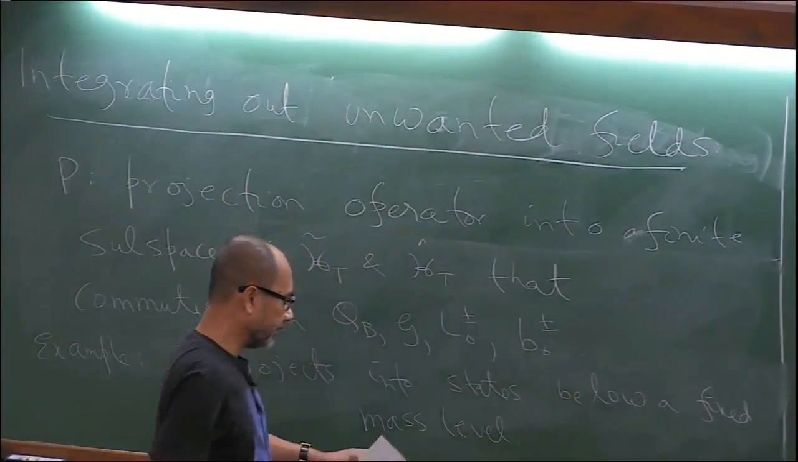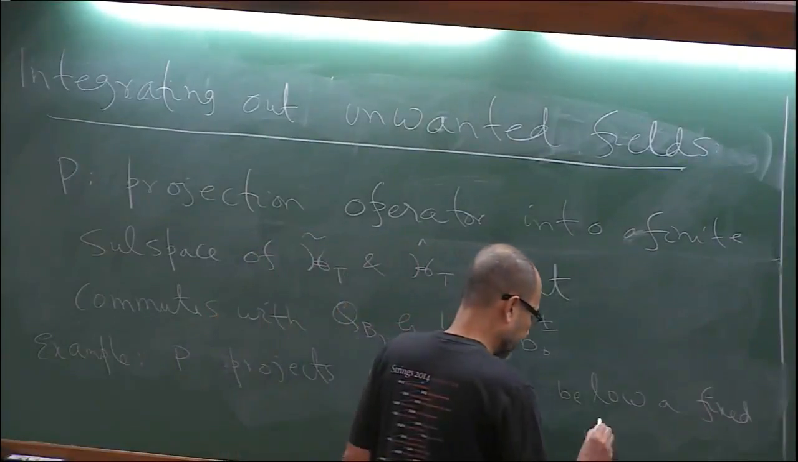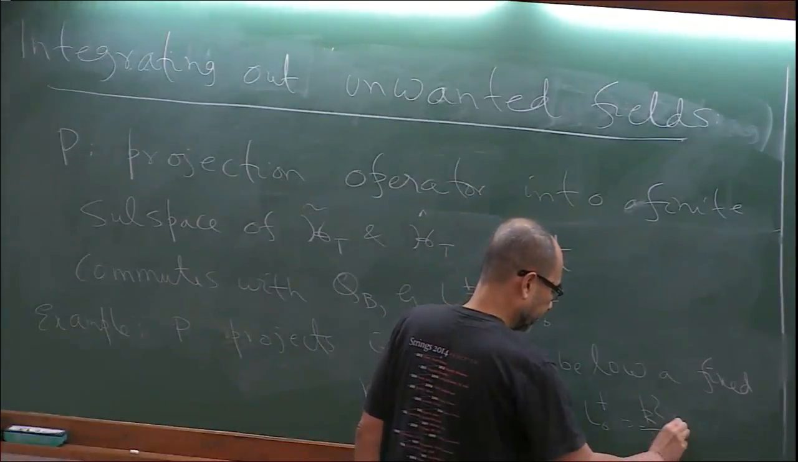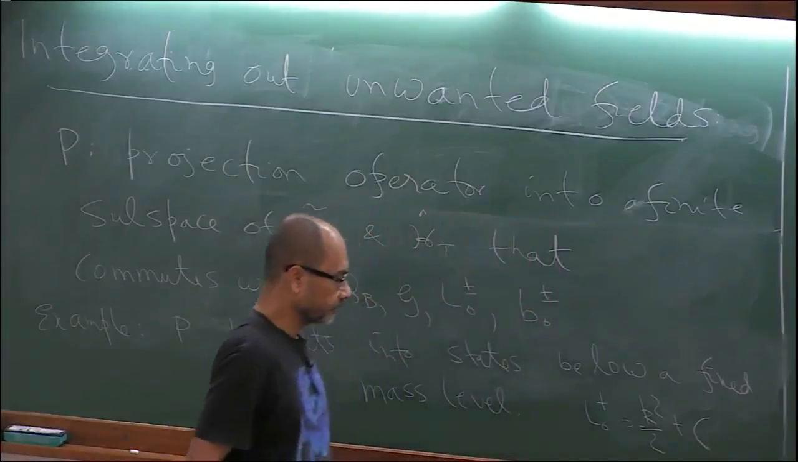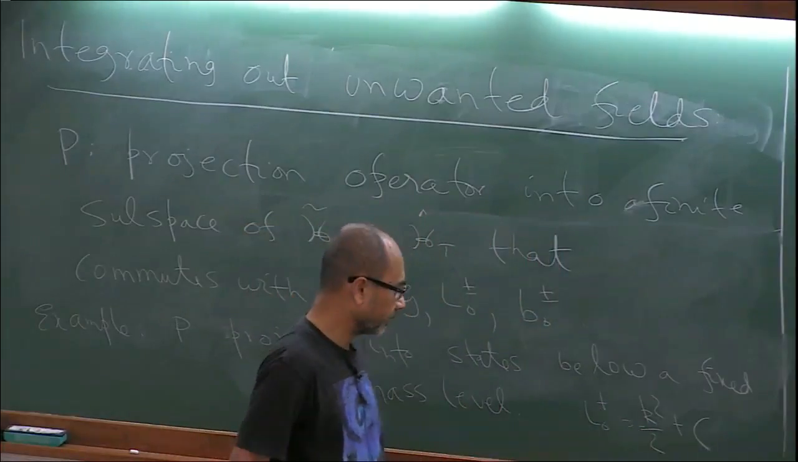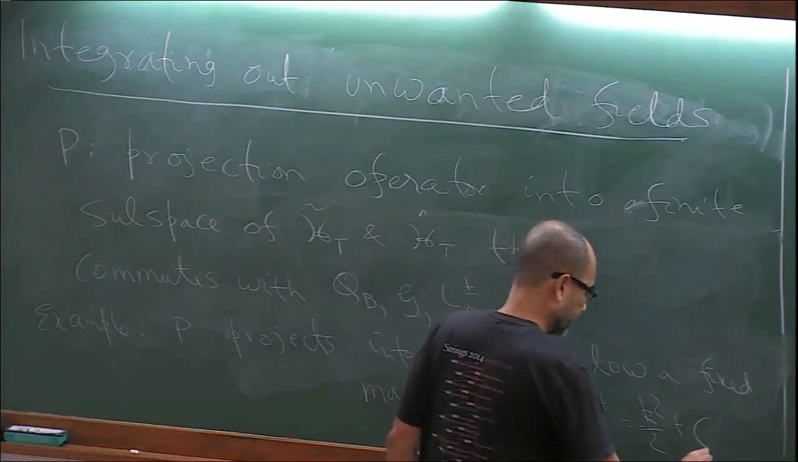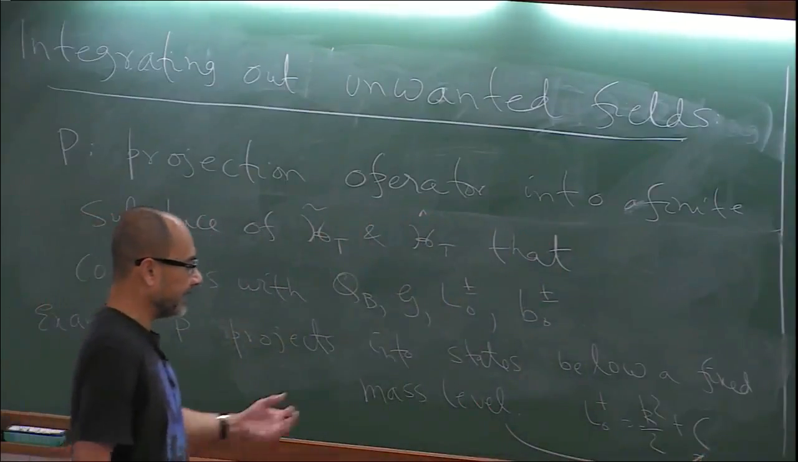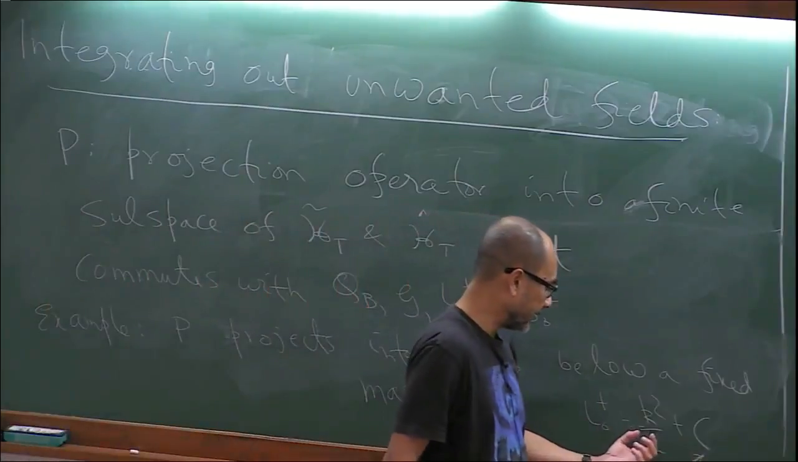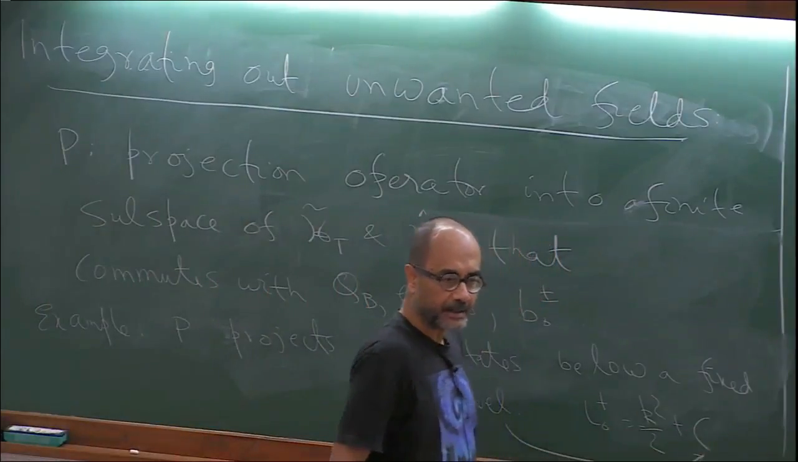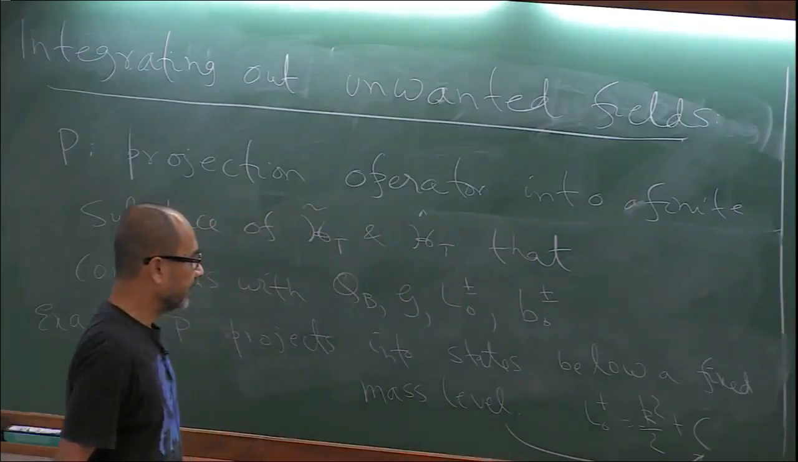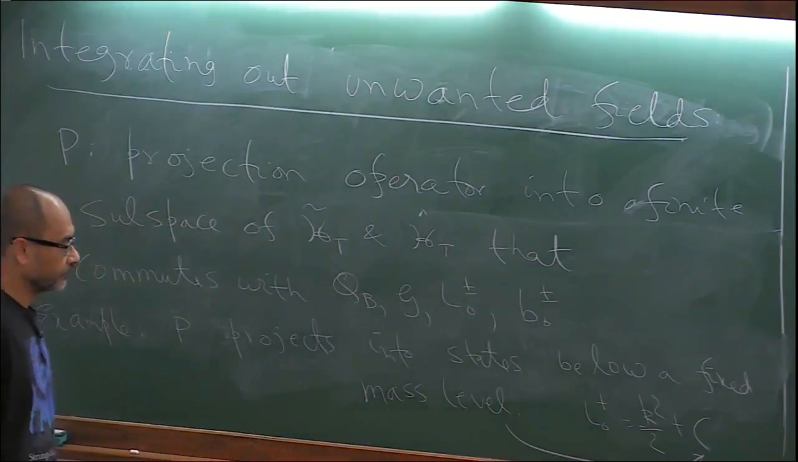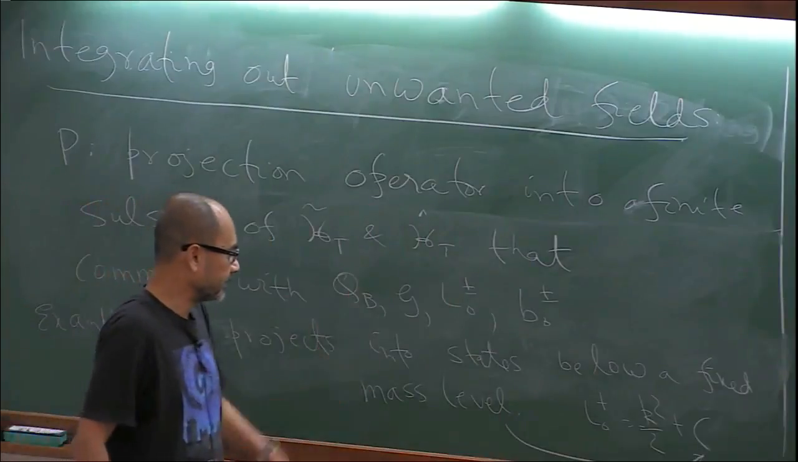Mass level basically means that if you take L0 plus, there is a momentum contribution, and then there is some constant, which determines the mass square of the state. So mass level basically refers to this. And so if you project into states below a certain mass level, which has L0 minus k square eigenvalue less than some fixed constant c, that projection operator will commute with all of this. This you can easily check, because L0 plus commutes with all of this.